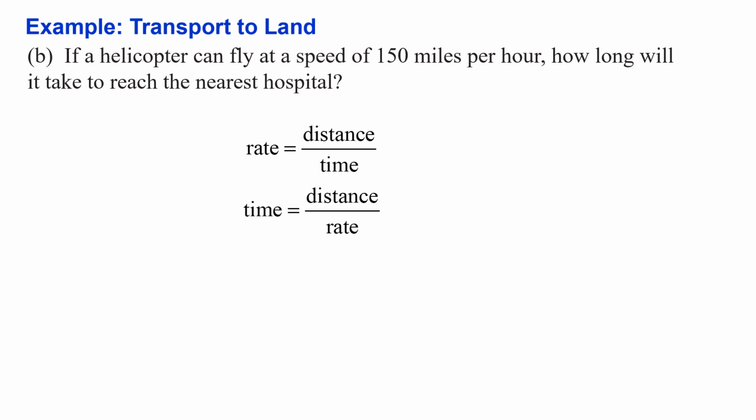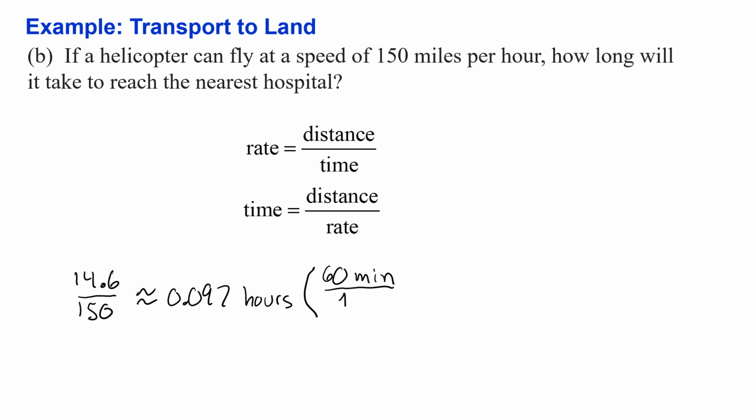So let's use this equation to find the time it will take for the helicopter to travel to the nearest hospital. So we had found the distance to the closest hospital to be 14.6 miles. Therefore, the time that it's going to take for the helicopter to reach that hospital is 14.6 miles divided by 150 miles per hour, and that's approximately 0.097 hours. We know that there are 60 minutes in 1 hour. So multiplying by 60, we get 5.84 minutes it takes for the helicopter to fly to the nearest hospital.